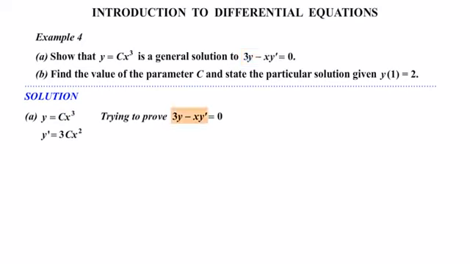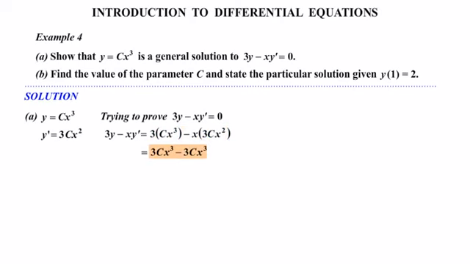So let's have a look here at the left-hand side. Now the 3y, first of all, we know that y is cx cubed, so we'll sub that in, so 3 outside of cx cubed. And then we're minusing xy dash. And we can see there that y dash is 3cx squared. So we'll sub that in as well. Now let's expand out. 3 times cx cubed is 3cx cubed. Then we'll minus x times 3cx squared. So we're minusing 3cx cubed. We'll have a look at that.